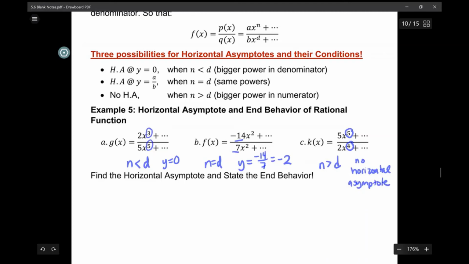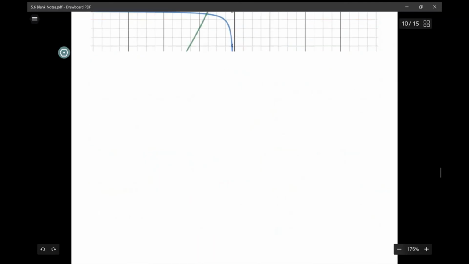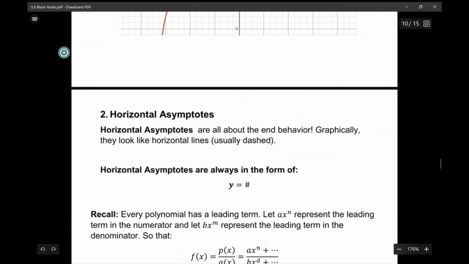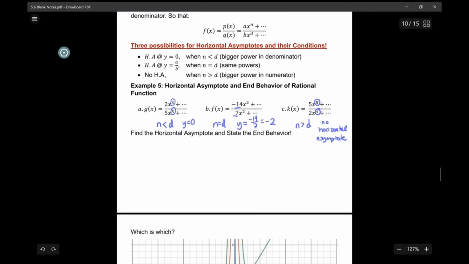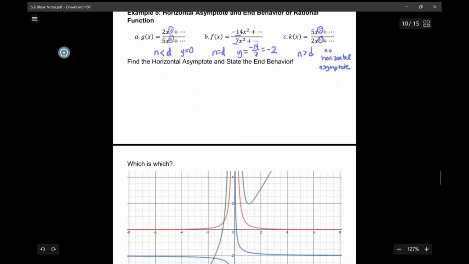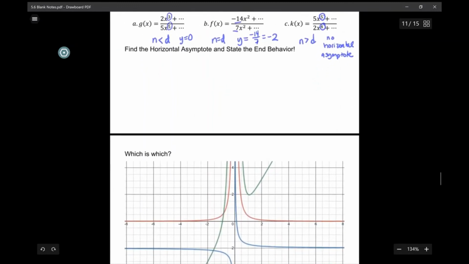All right, so I know I said state and behavior, but we're going to do that after we look at the graph. Let's go ahead and look at the graphs right now. Here's our graphs. Oops, I scrolled too far. Let's make this smaller so we can see these at the same time. All right, let's see if we can match these guys up.